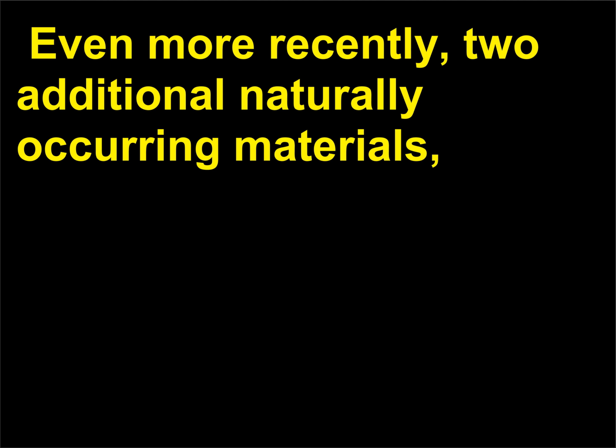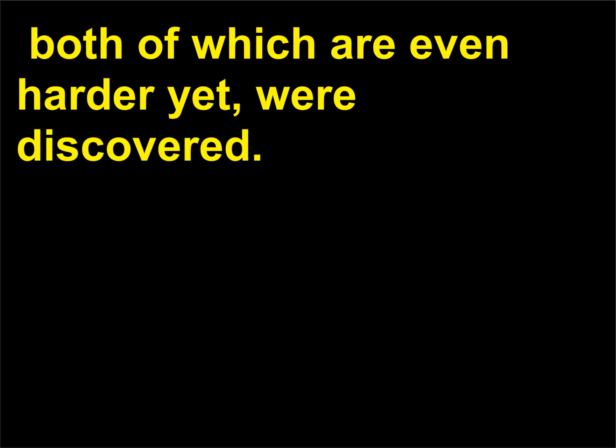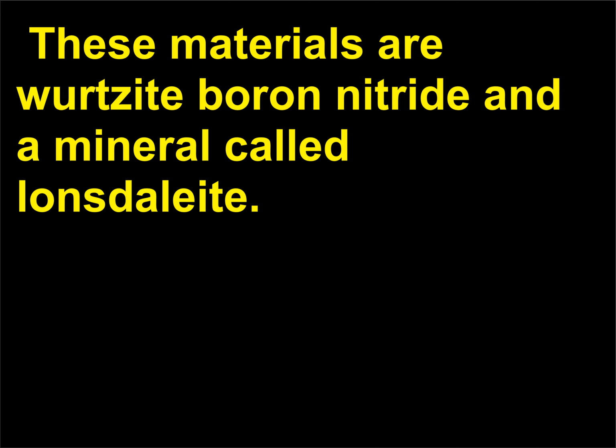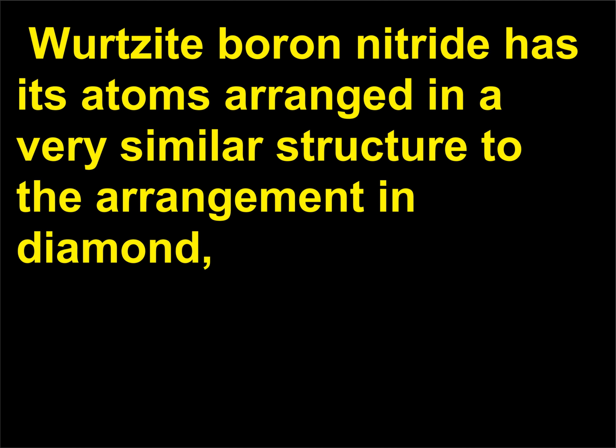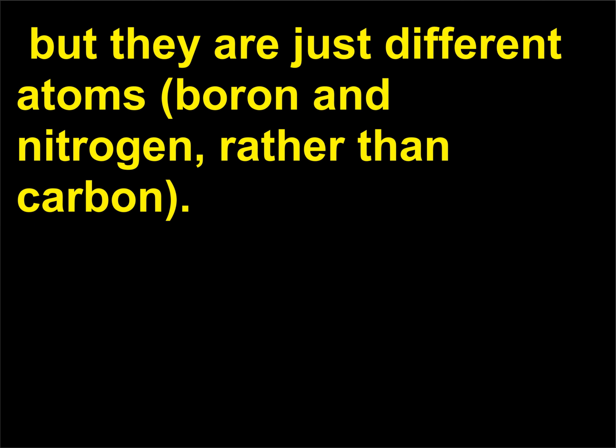Even more recently, two additional naturally occurring materials, both of which are even harder yet, were discovered. These materials are wurtzite boron nitride and a mineral called lonsdaleite. Wurtzite boron nitride has its atoms arranged in a very similar structure to the arrangement in diamond, but they are just different atoms, boron and nitrogen, rather than carbon.